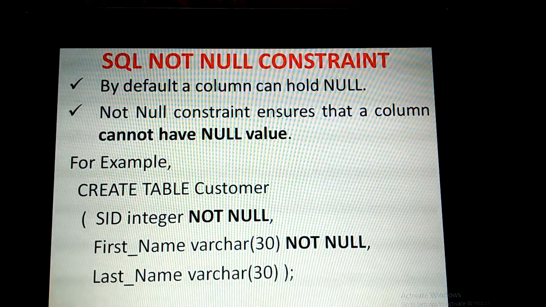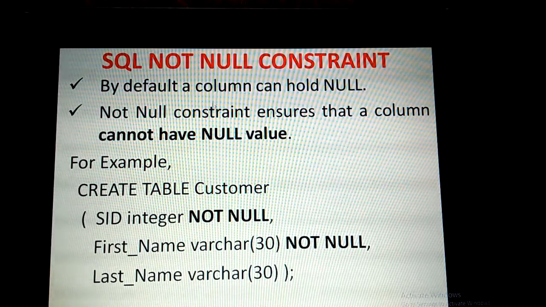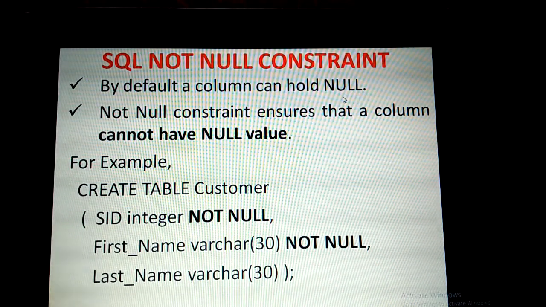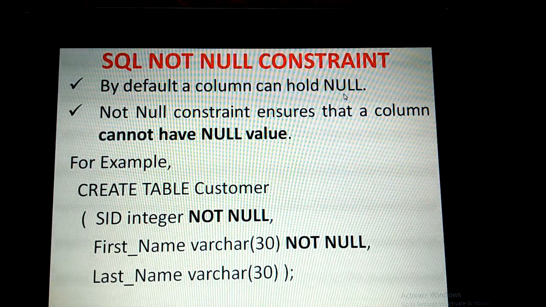So first one is the SQL not null constraint. The first constraint we are going to see examples of is the not null constraint. By default, what is the value of every column? Every column will hold the null value. By default, a column can hold a null value even if you are not passing any value. Even if you are not mentioning any constraints for the column names, it will automatically take null as the default value. So you need to understand this properly. By default, a column can hold a null value.